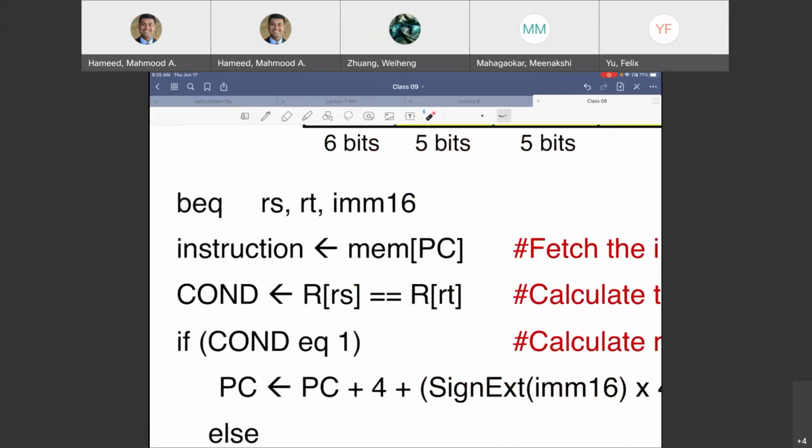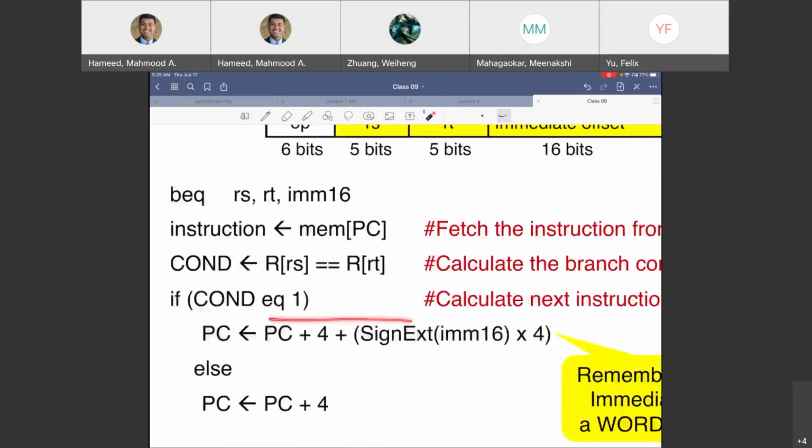Those 16 bits are used again to compute your target PC, right? PC plus 4 plus sign extended 16 bits converted to 32 bits, multiplied by 4, to shift left by 2, to multiply it by 4, and then you add it. All of that is sort of expressed over here.